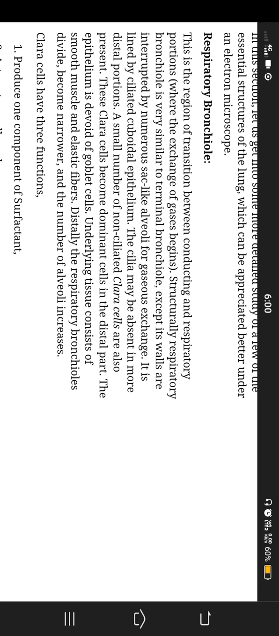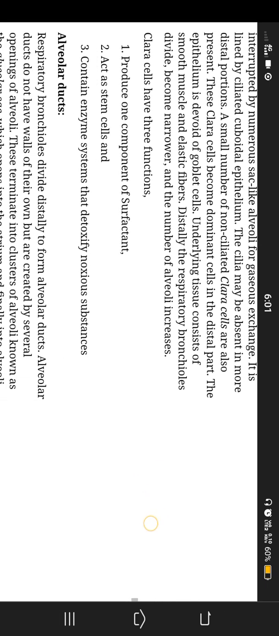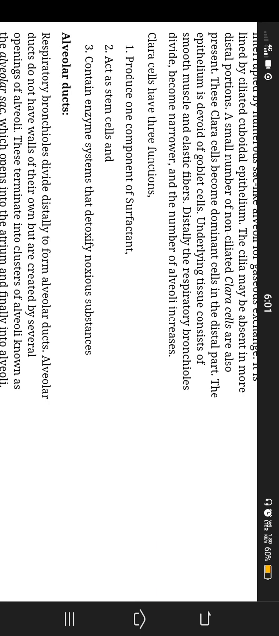The cilia may be absent in more distal portions. A small number of non-ciliated Clara cells are also present. These Clara cells become dominant cells in the distal part. The epithelium is devoid of goblet cells. Underlying tissue consists of smooth muscles and elastic fibers. Distally, the respiratory bronchioles divide, become narrower, and the number of alveoli increases. Clara cells have three functions: they produce one component of surfactant, act as stem cells, and contain enzyme systems that detoxify noxious substances.